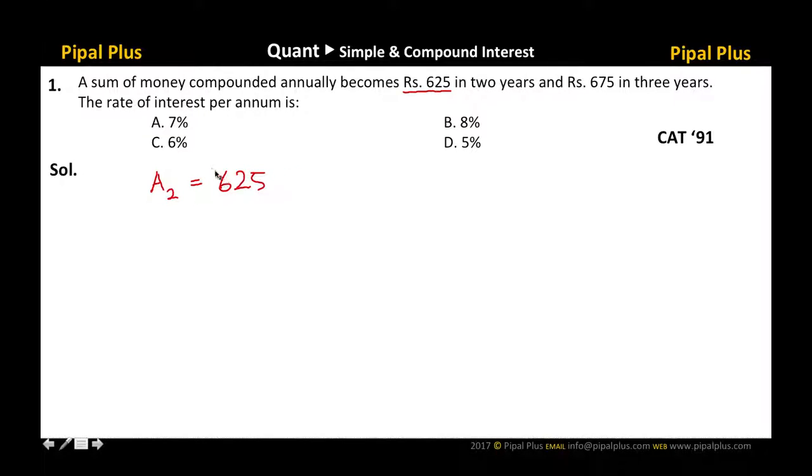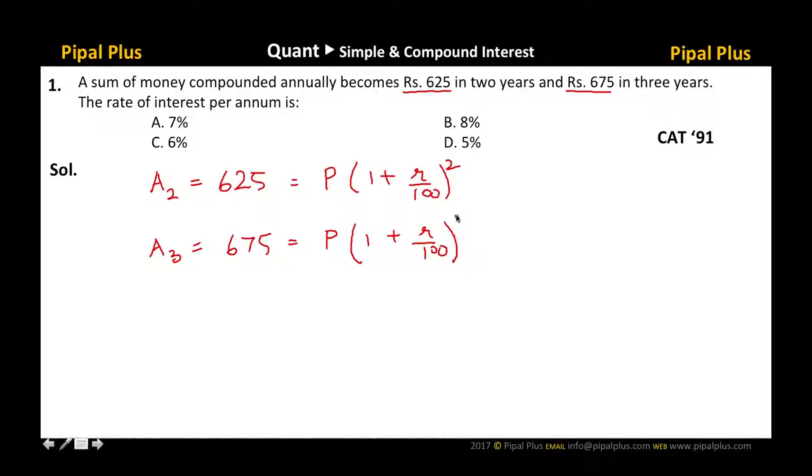Now if I use the compounding formula, the original principal, which I've assumed as P, times (1 plus R by 100) squared, for 2 years. So this is where we are in terms of earning 625 rupees as amount in 2 years compounded. Similarly, the amount in 3 years is 675, using the same formula but for 3 years, P times (1 plus R by 100) cubed.